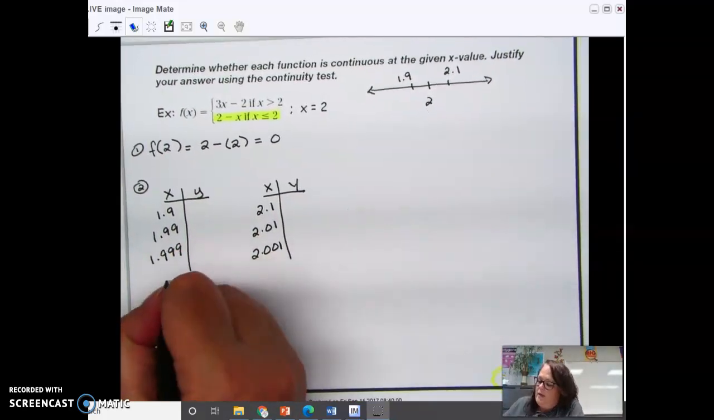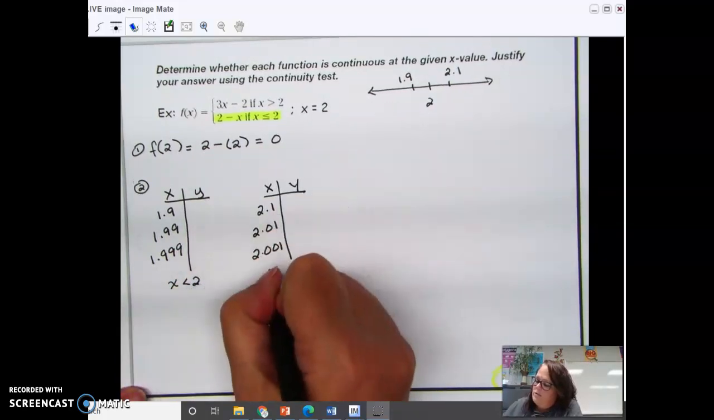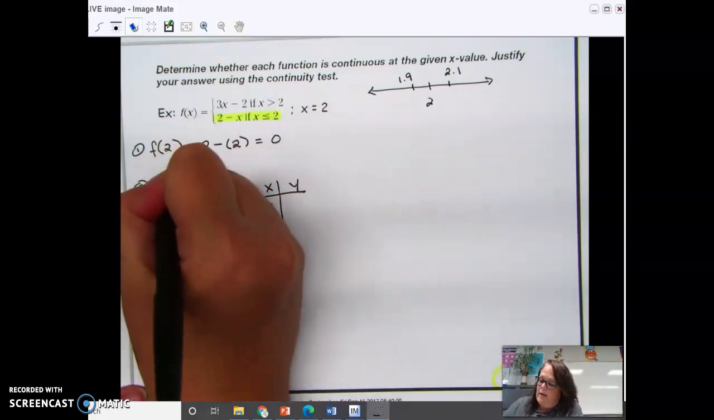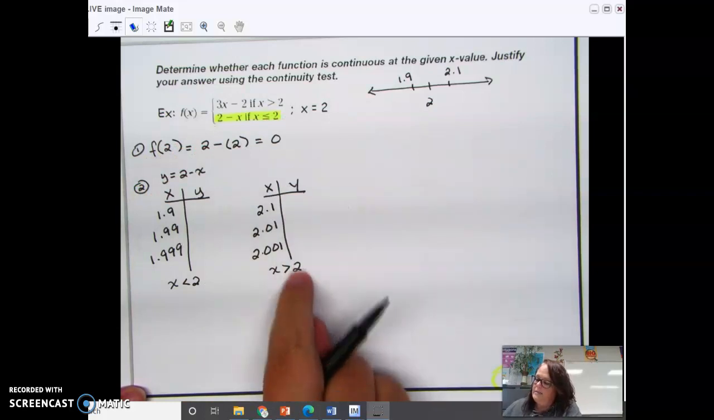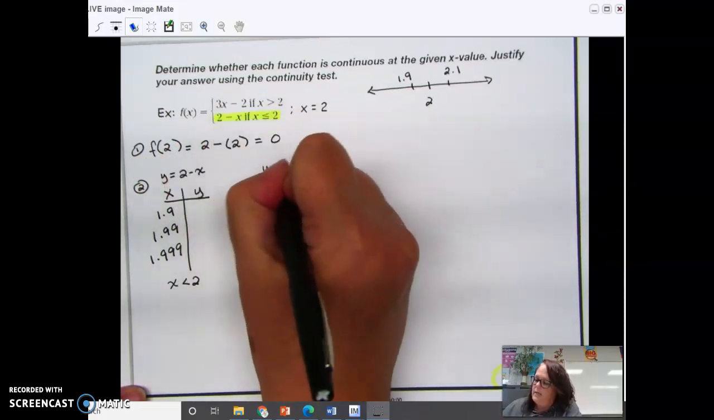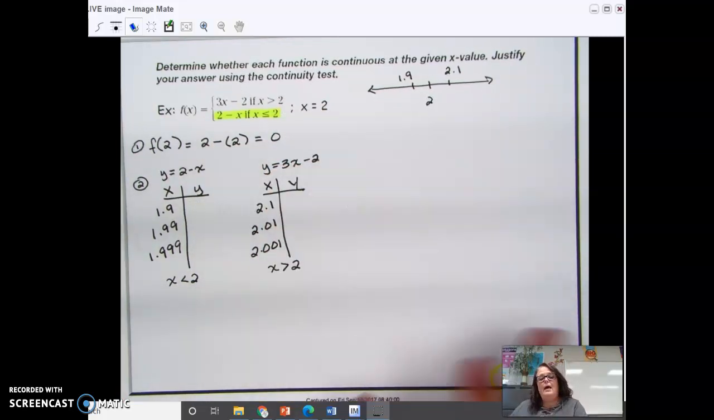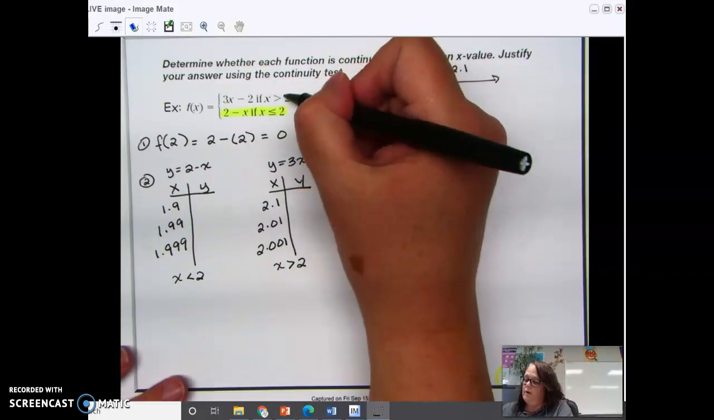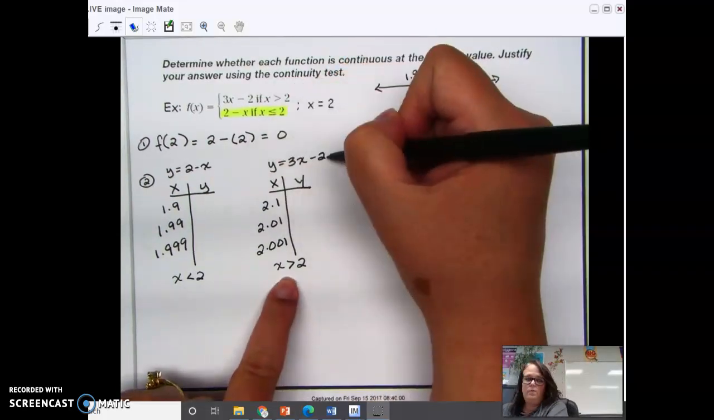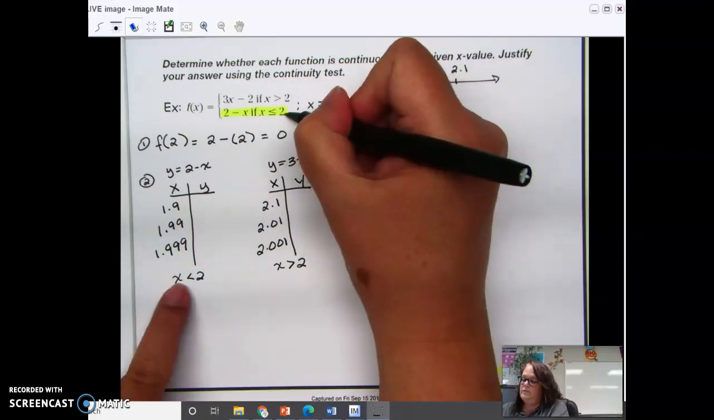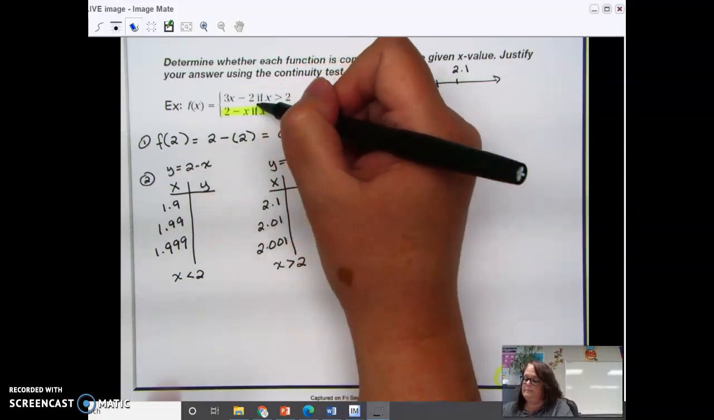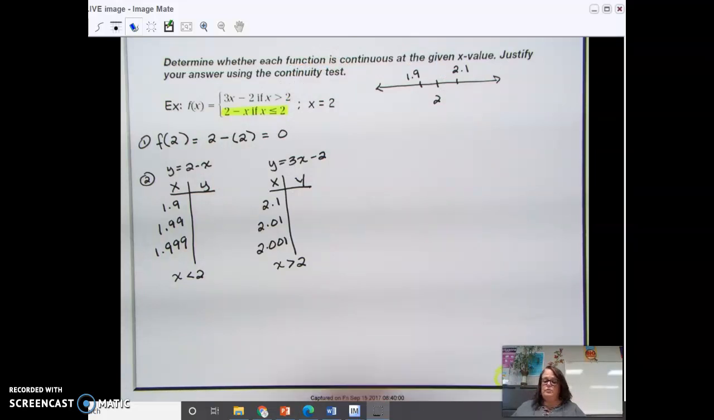Again, we've got to be careful. Recognize these are values when x is less than 2, and these are values greater than 2. Where x is less than 2, I'm going to use y equals 2 minus x. And where x is greater than 2, I have to use y equals 3x minus 2. If you mix that up, then you're not testing this function, you're testing a different function. So take a moment in your calculator, substitute each of your x values, and then come back here to see if you got the right answers.